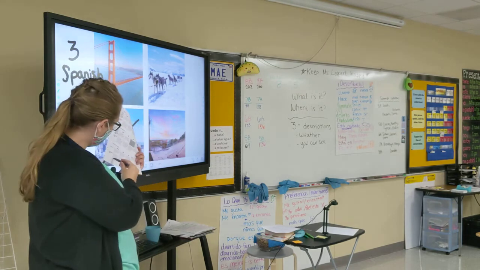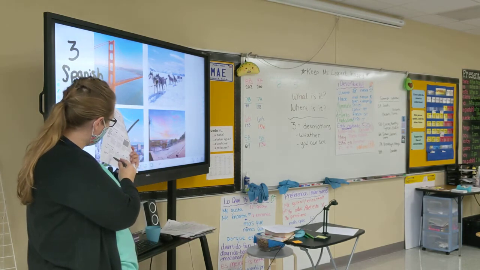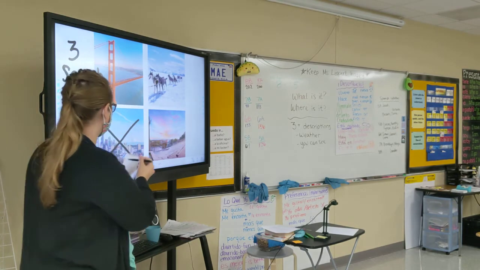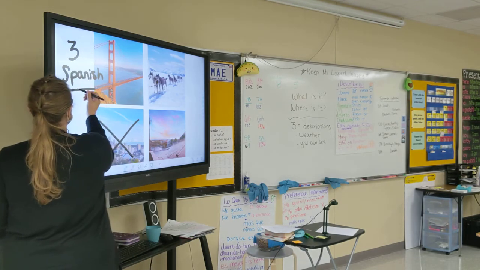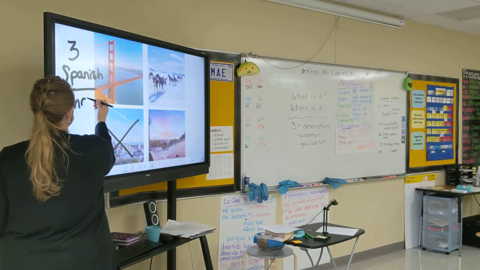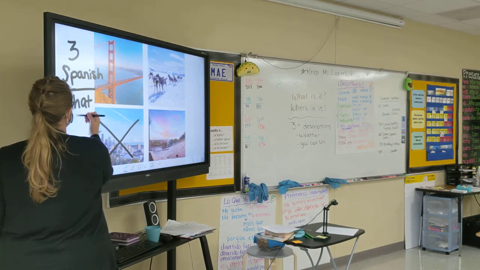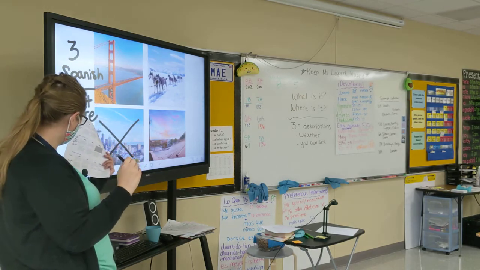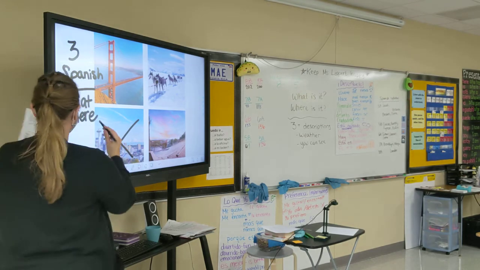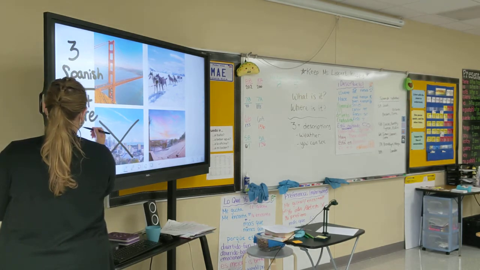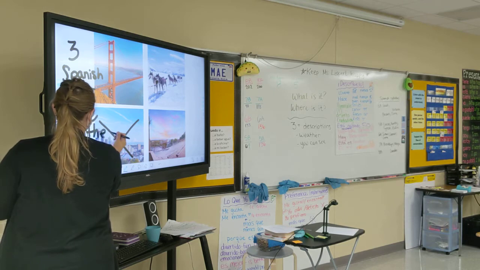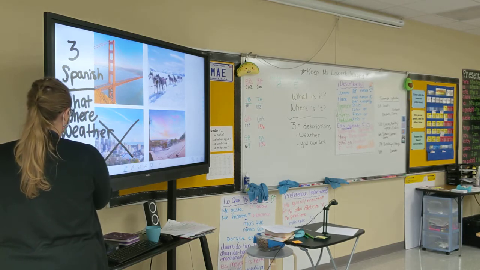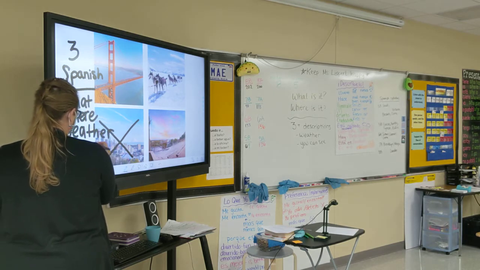The second part in here, and you can read it for yourself, it says it includes all of these things. So you need to include the what, the where, and then you also should include the weather in the picture, and what you can see, so what there is.